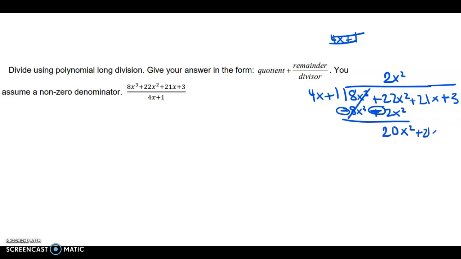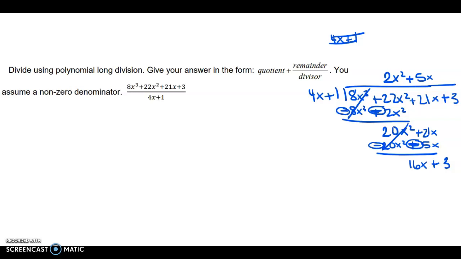plus 21x. So next line, what do I need to multiply by 4x to get 20x squared? Well, I need to multiply a positive 5x. Again notice the terms are lining up. Multiply 5x by 4x plus 1. So 5x times 4x, I'll get 20x squared. 5x times 1, I'll get plus 5x. Subtract both terms next. So subtract, those two cancel. 21 minus 5x, I'll get a 16x, and then bring down that 3, so 16x plus 3.